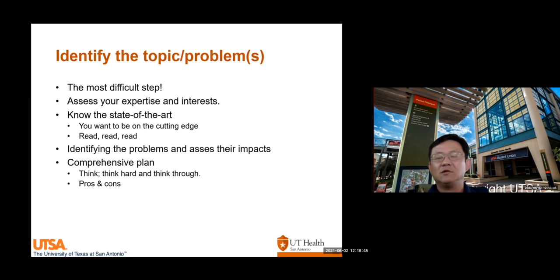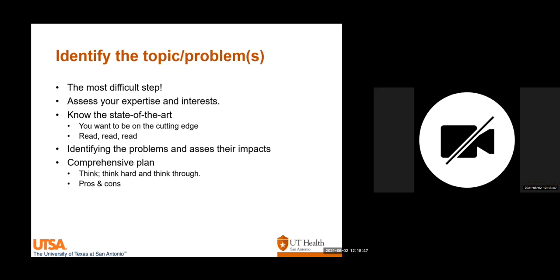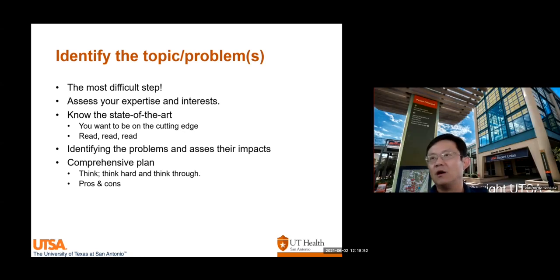Right? So first of all, you have to really assess what your expertise is and what your interests are. Does anybody have any questions? No? Okay. All right. So yeah, please mute yourself if you don't have any questions, right? All right. So you want to start by really asking yourself, what is your expertise, right?